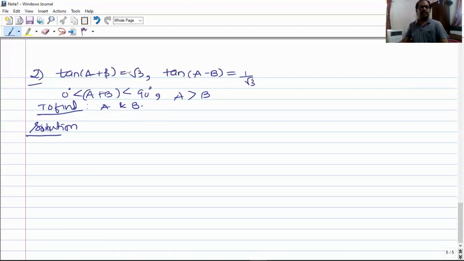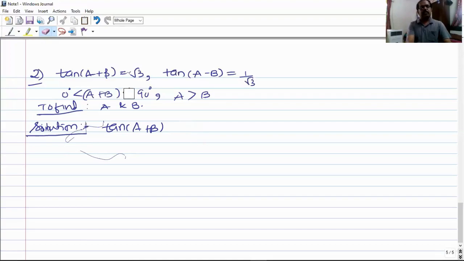So in this solution, as you are given tan of a plus b and tan of a minus b. How much is tan of a plus b? Tan of a plus b is root 3.